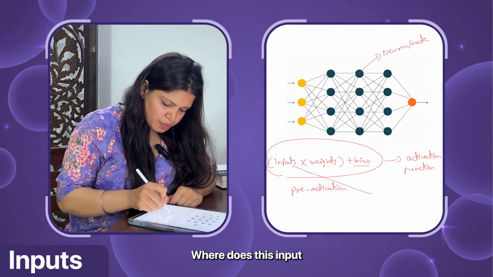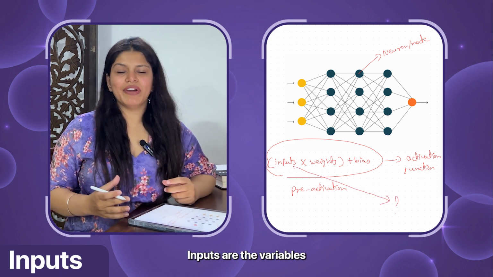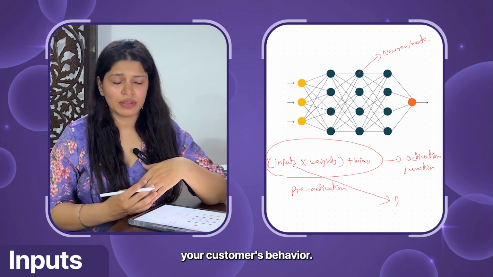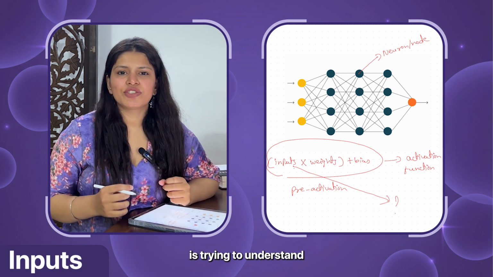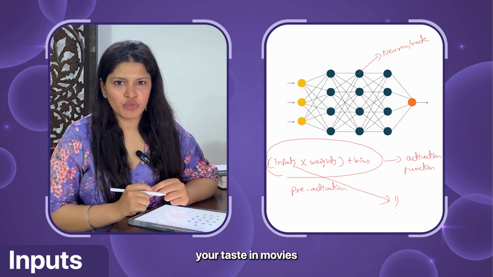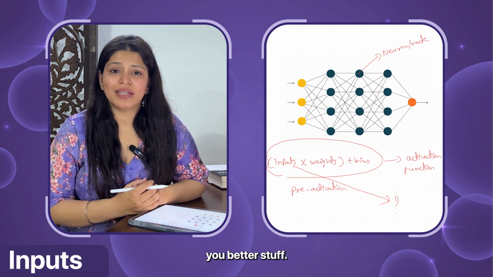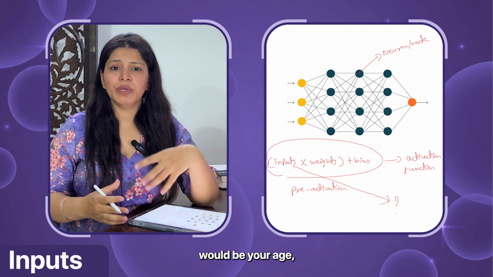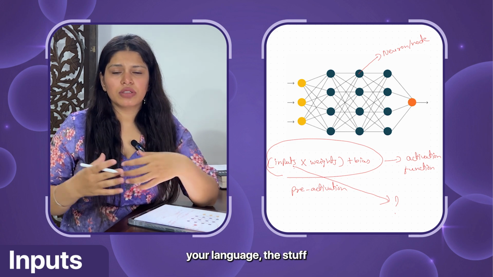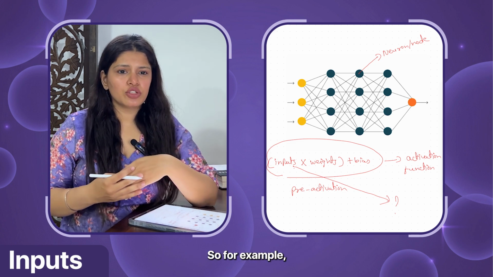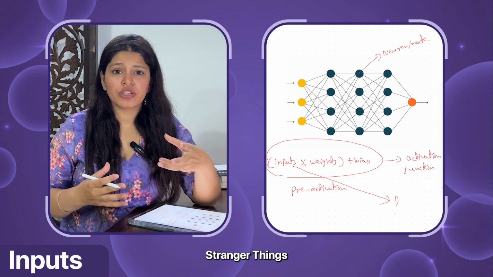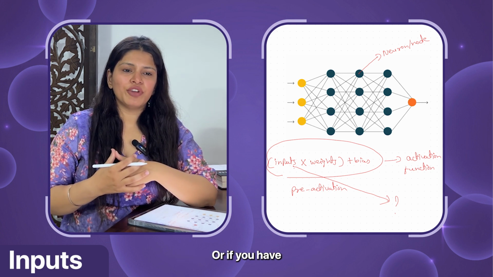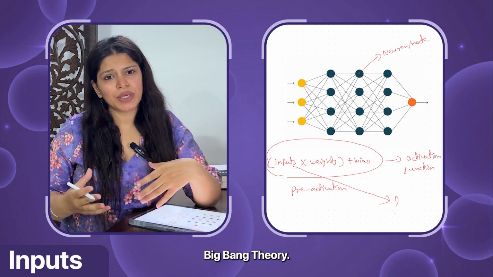Okay, so now first things first. Where does this input come from? Inputs are the variables that you are using when you are trying to understand your customer's behavior. Suppose Netflix is trying to understand your taste in movies so that it can suggest better stuff. Here the variables or the inputs would be your age, your language, the stuff you have watched in the past. So for example, if you have watched Stranger Things, then it will suggest similar stuff like Dark maybe. Or if you have watched Friends, then it will suggest Big Bang Theory.